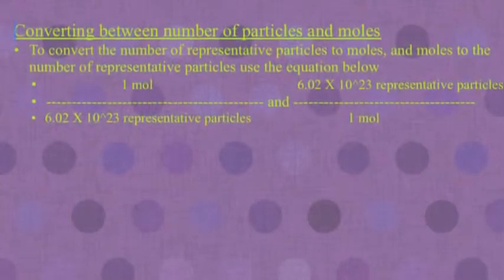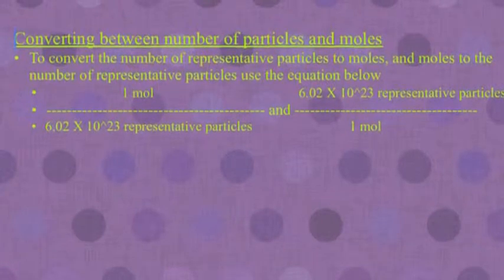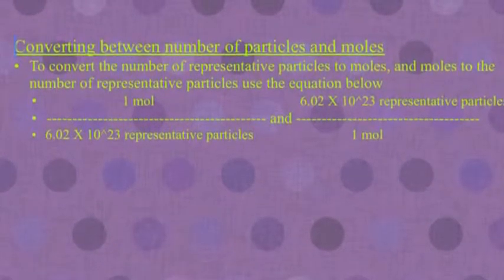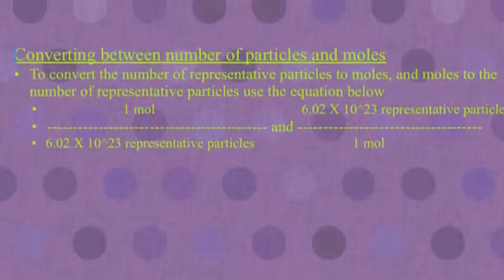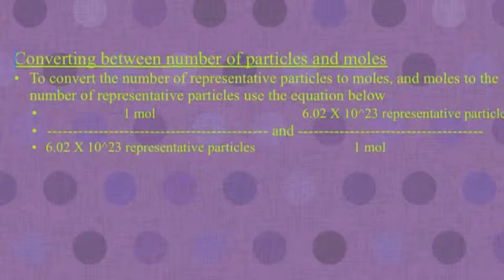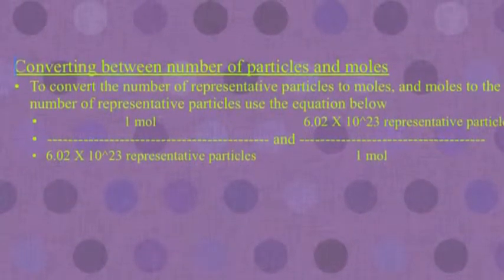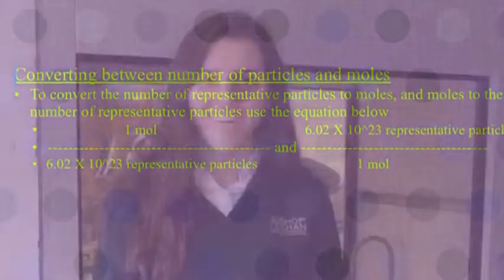Lizzie Wilk with converting between number of particles and moles. To convert the number of representative particles to moles and moles to the number of representative particles, use the equation below. This equation says 1 mole over 6.02 times 10 to the 23rd representative particles, and the other equation is 6.02 times 10 to the 23rd representative particles over 1 mole.